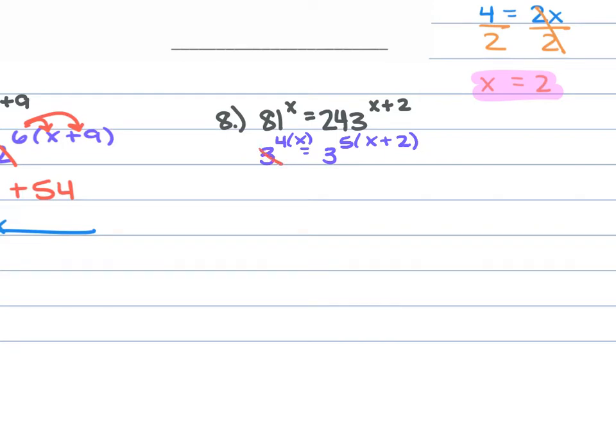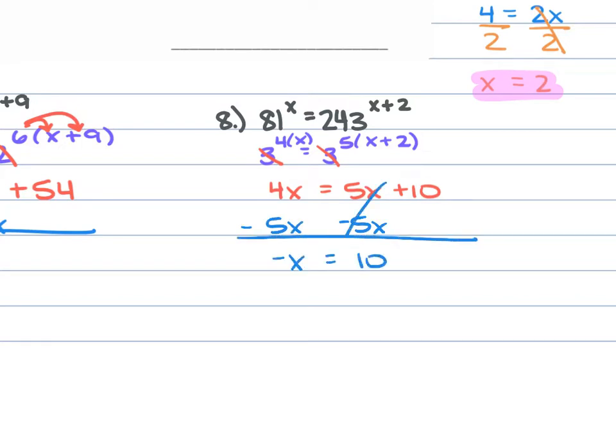From here, the 3's cancel, so I'm going to work with 4x is equal to 5x plus 10. I'm going to subtract that 5x from each side. So we have negative x is equal to 10, and then we divide each side by that negative 1, and we get x is equal to negative 10.